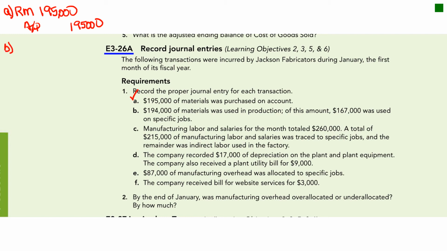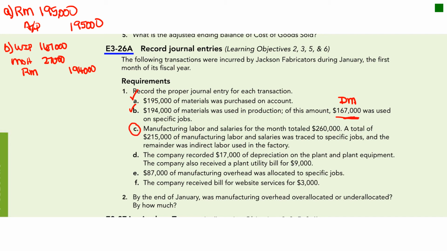On letter B, it says $194,000 of materials was used in production. It says of this, 167 was used on specific jobs. What that means is that is direct material. Everything else is indirect, which is going to go to overhead. So for the direct materials, we've got work in process. That's going to be 167,000. The difference between 194 and 167 is 27,000, so 27,000 goes to manufacturing overhead. And then we're going to credit raw materials for the 194,000. So that would take care of part B.